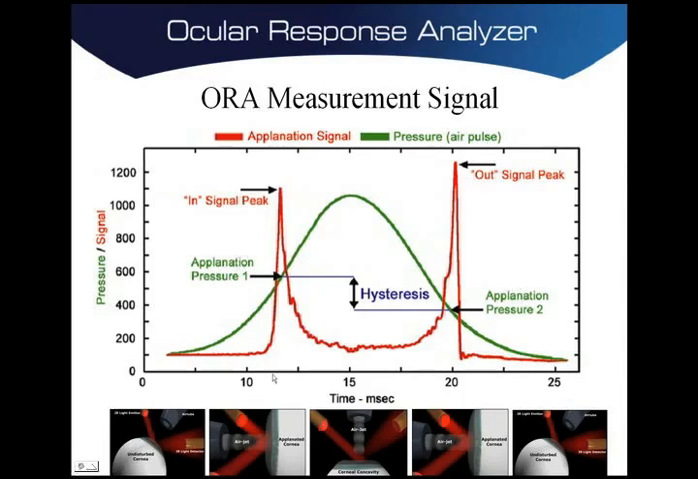And the red light here is a direct reflection of the light that hits the photodetector that is being reflected from the surface of the cornea. So those two peaks represent the two applanation events, one as the cornea is moving in, which we refer to as P1, pressure 1, and the other as the cornea is returning to its original configuration, which we refer to as P2. The difference between those two pressure measurements is hysteresis.